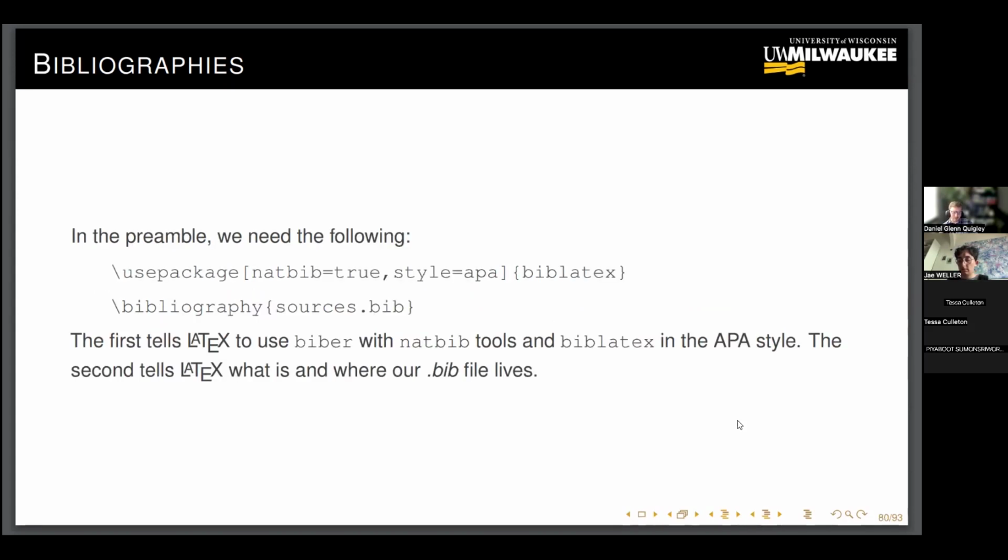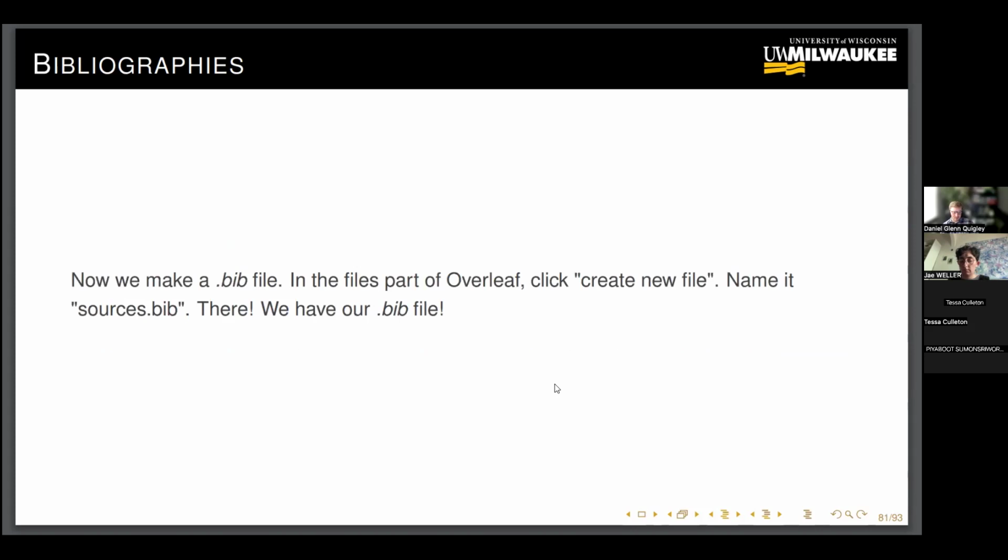So in the preamble, we got to use a package. We're going to use the Biblatex package. We're going to specify we're using Natbib commands, and we're going to use the APA style. And I'm going to tell it, hey, where's my bibliography? It's in a sources.bib file. So what I want you to do, say in Overleaf, is you just create a new file, you name it sources.bib, and that's it. Then you have a bib file. That's all there is to it.